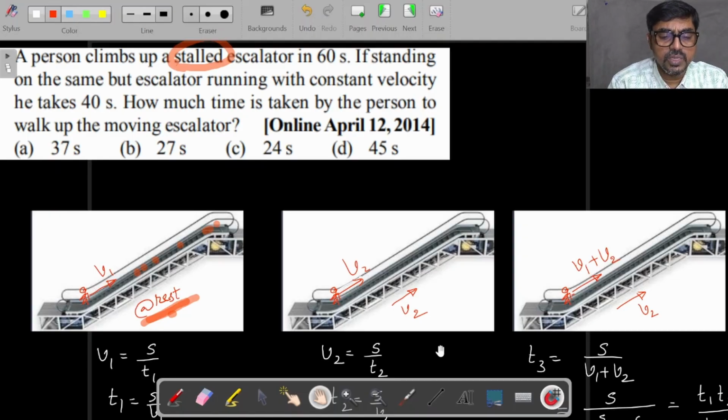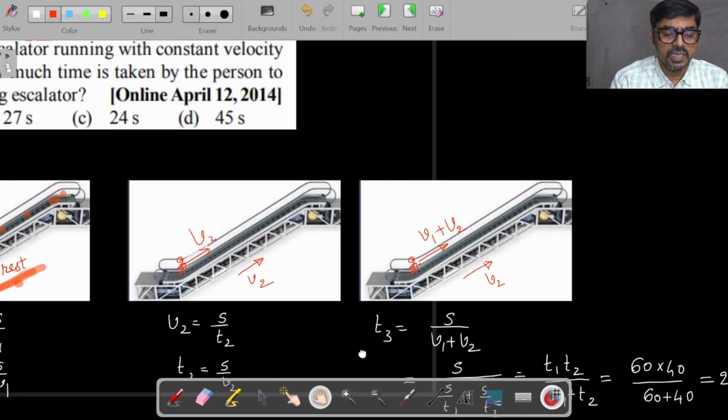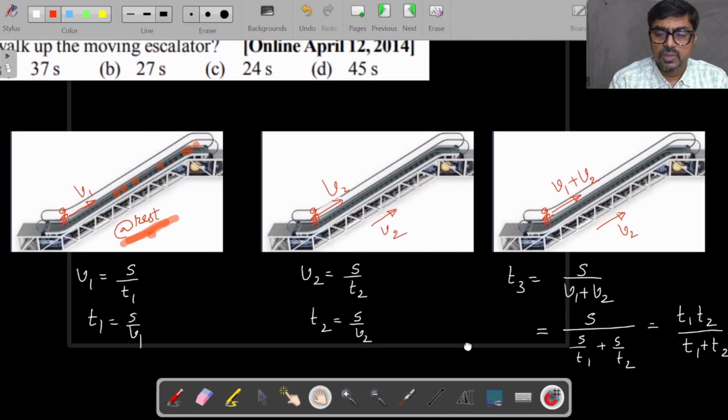The third situation is how much time is taken by the person to walk up the moving escalator. So the escalator is going with v2 velocity, and he also starts moving with velocity v1 with respect to the escalator because of his own effort. Now we are going to use the principle of superposition. Only because of his walking he gets v1 velocity. Only because of the escalator moving he gets v2 velocity. When both are simultaneously added, the person's velocity is going to be v1 plus v2. So what will be the time taken? That is what the question is about. I hope you understood that.